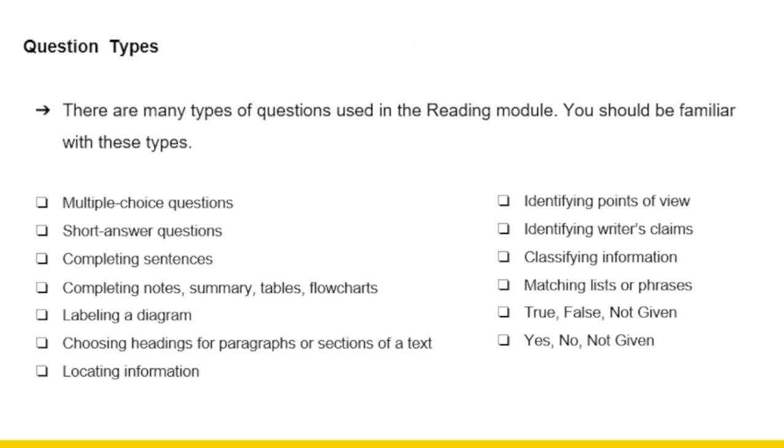Before we start reading about IELTS strategies, we are going to review the question types you are going to have on the reading module. There are many types of questions used in the reading module, and you should be familiar with these types. For example, you'll have multiple choice questions, short answer questions, completing sentences, completing notes, summary, table, flowcharts, and the following list you see on the slide. You need to know how to approach all of them and how to complete these tasks. However, you are not going to have all of them on your reading test.